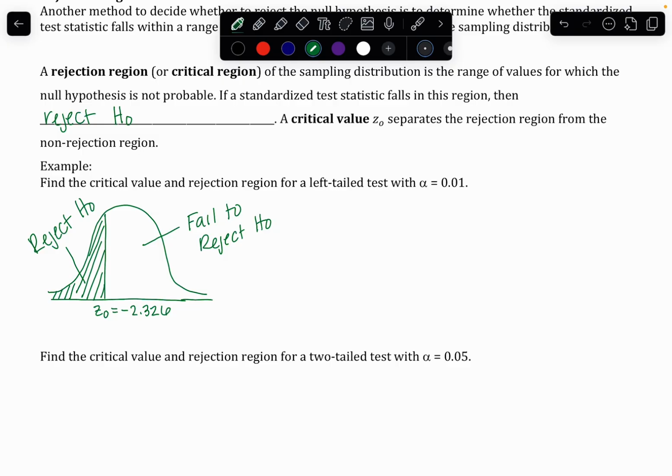Another way we can write rejection regions is as an inequality. So our rejection region is any z value, or z score, that is less than, because it's going to the left, of that critical value, negative 2.326.